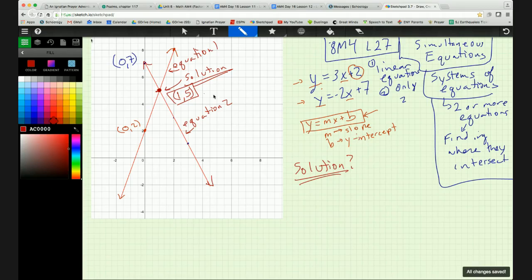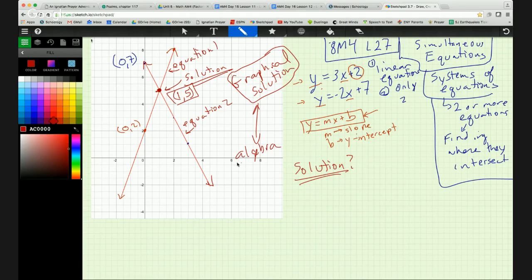So our solution to the equation is (1, 5), and we can see that by graphing. This is a graphical solution. But we know that graphing is equivalent to algebra. Descartes taught us that. Anything we can do graphically, we can do algebraically, and anything we can do algebraically, we can do graphically. He taught us that.